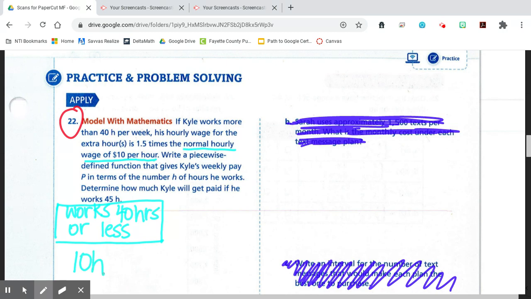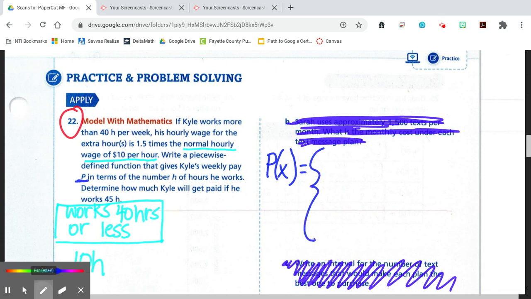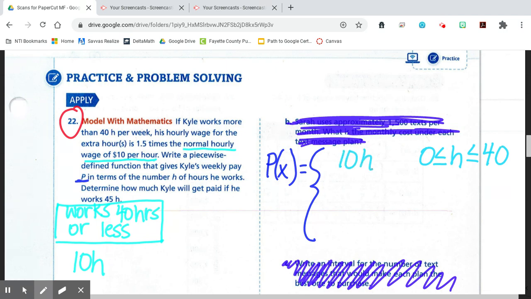Okay, so if I go to set up a piecewise function for that, what do they want me to name it? They want me to name it P, his pay, in terms of H equals, and then I'll set up a piecewise function. The first scenario only applies if he works 40 hours or less, but we can't work negative time, so I'm going to say his number of hours is 0 less than or equal to H less than or equal to 40. So that says 40 hours or less. He gets paid $10 for every hour that he works. All right, that's scenario number one.